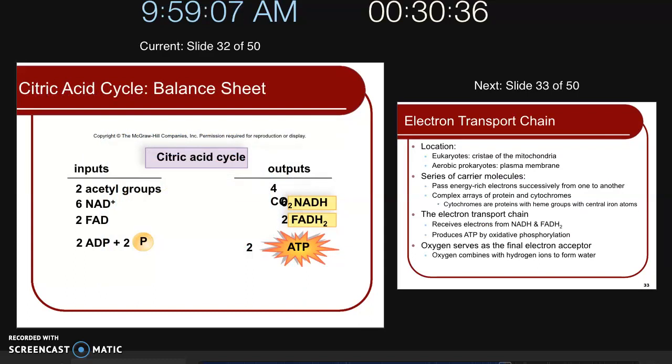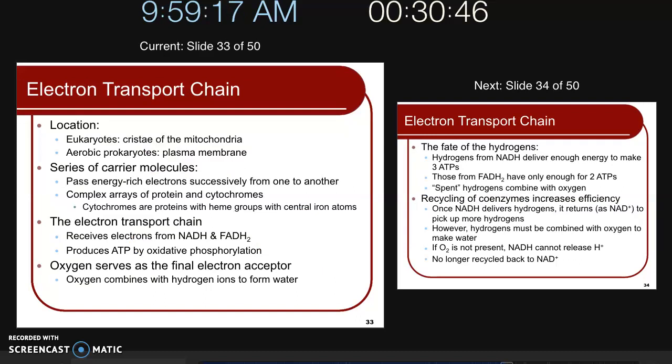So now we've got another step. This is our 3rd step. And we have a net gain of another 2 ATPs. The electron transport chain.